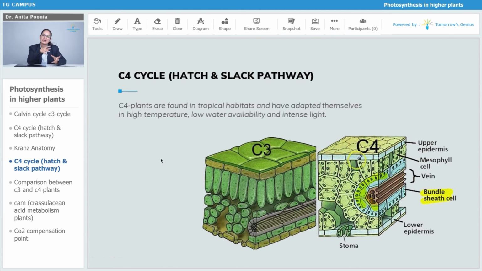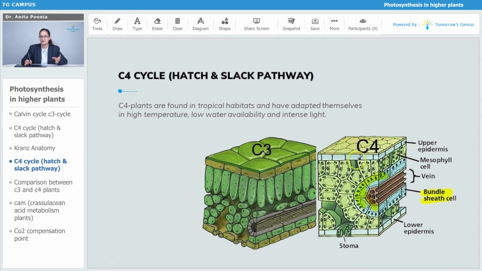Now, C4 plants are found in the tropical habitat. They have adapted themselves to higher temperatures, low water availability, and also intense light. So they are adapted to these conditions. This is a C3 plant. This is a C4 plant. You could very clearly identify the different parts.